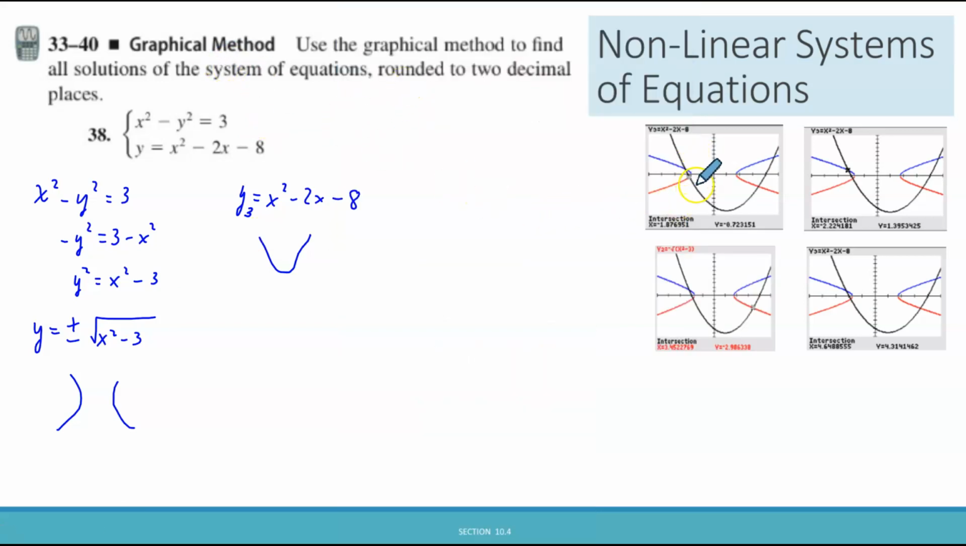Okay, so solutions, we have this solution here. For this solution, and we want it to 2 decimal places, negative 1.88, negative 0.72. We have another intersection point here. That's going to be a negative 2.2, and then 1.40 if we round properly, which is very important if you're using WebAssign.